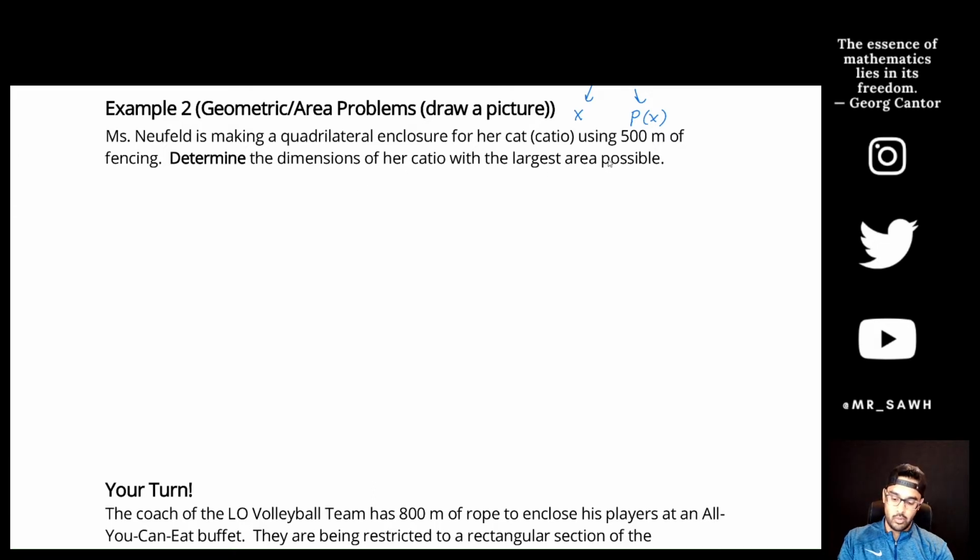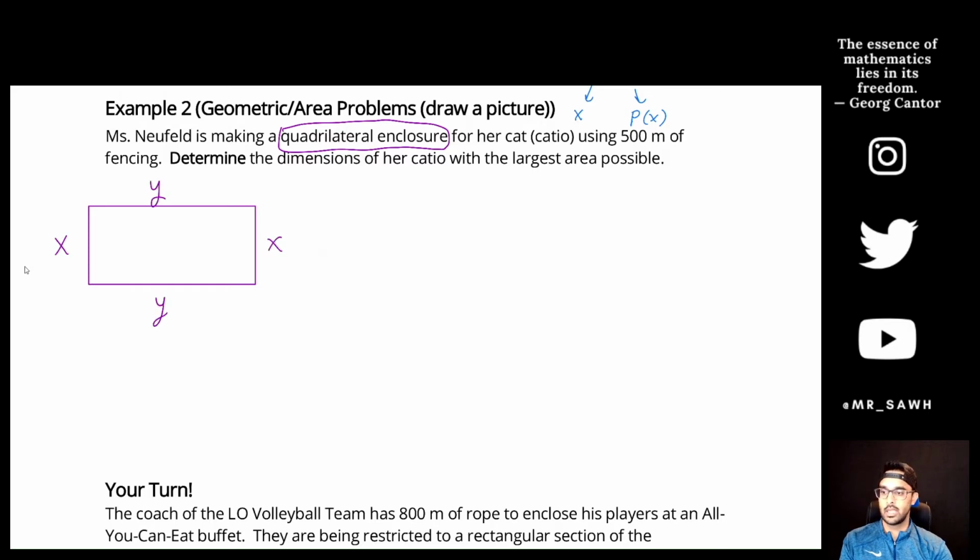Now I don't know if it's a square or a rectangle or some other shape, so let's just assume it's a rectangle for now. If I happen to determine it's a square later, then I can revise the picture, but I shouldn't assume that it's equally split. I really should assume that it's different. Now I know that if it's a rectangle, I'm going to have differing dimensions. So I'm going to have a pair of x's and a pair of y's, right? A pair of lengths are the same, a pair of widths are the same. But in total, I have to use 500 meters of fence.